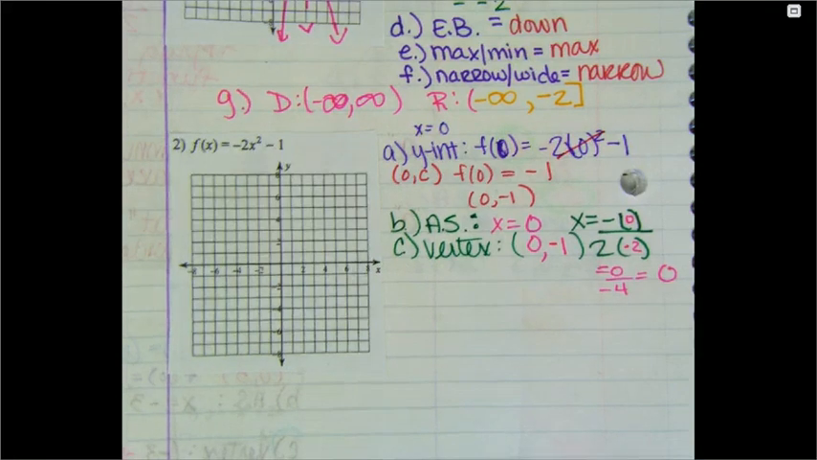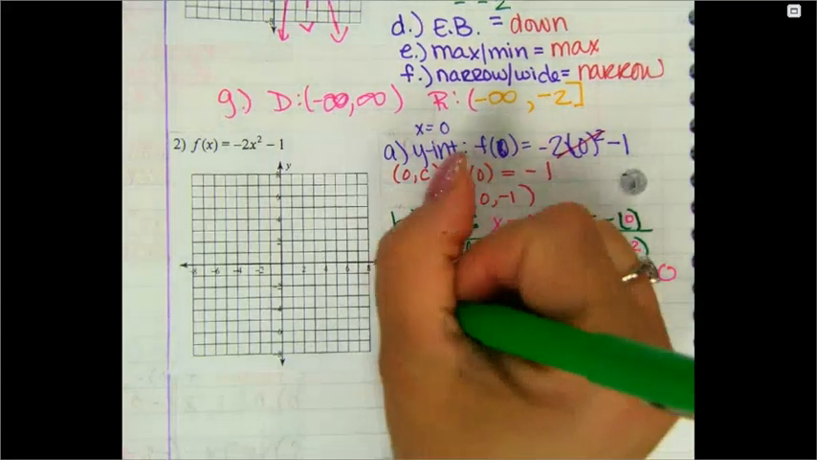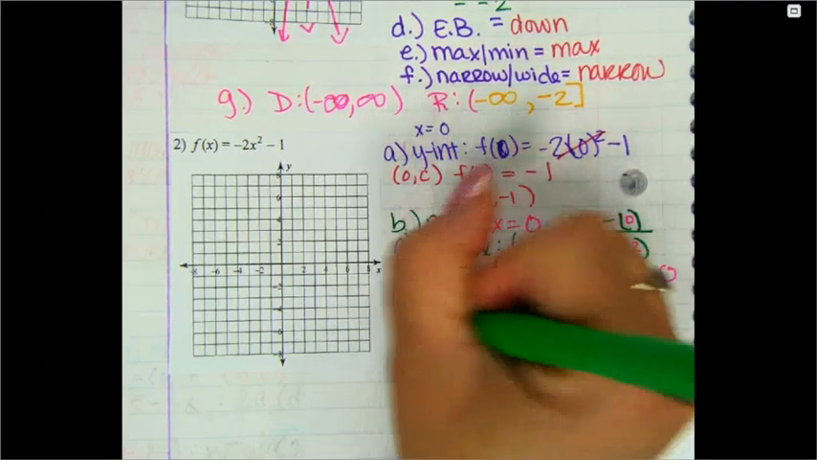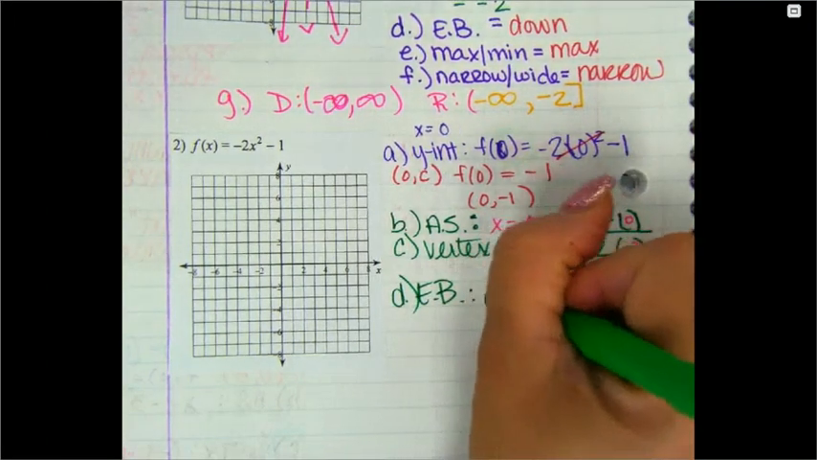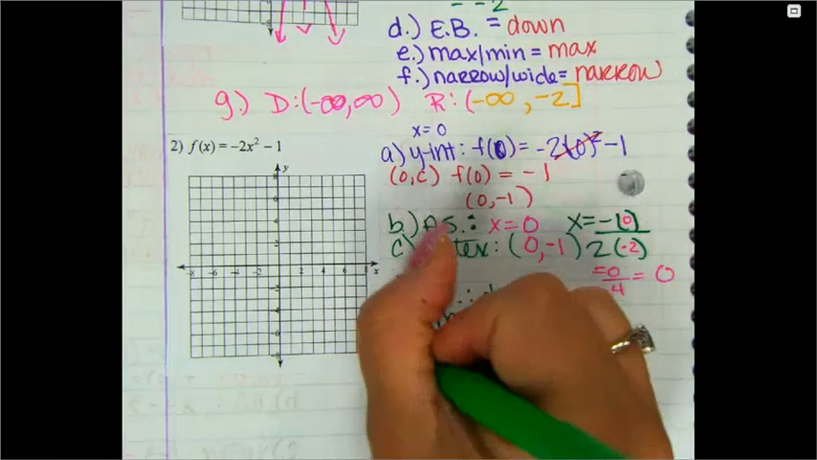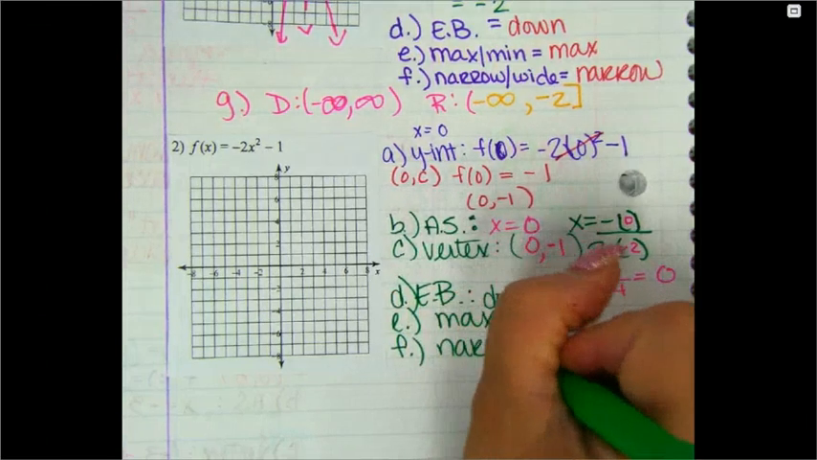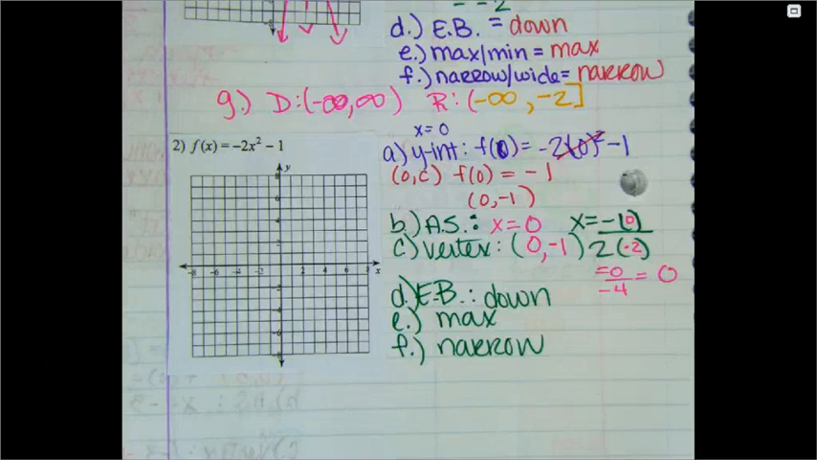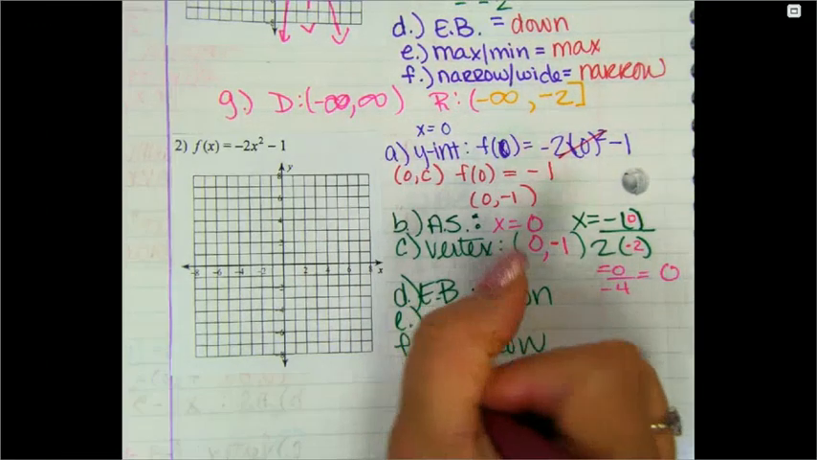All right, letter D, end behavior. Which way? Down. Letter E, maximum. Letter F, narrow. Those you should be able to do by yourself, correct? That part's not anything difficult. All you do is look at letter A and you just decide. If it's positive, we're going up. If it's negative, we're going down. We look at what that means. That was yesterday's notes and today's notes. That is nothing. There is no math really there, right? That's basic memorization. Letter G, domain and range.